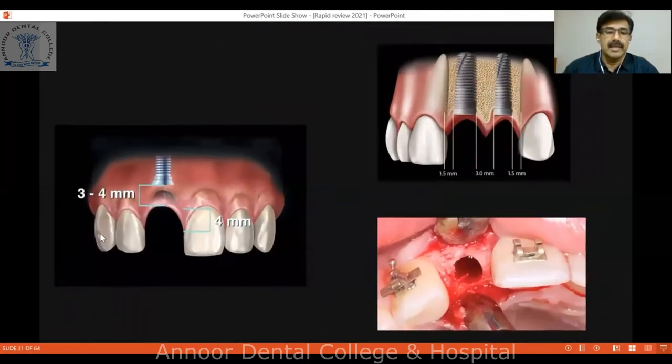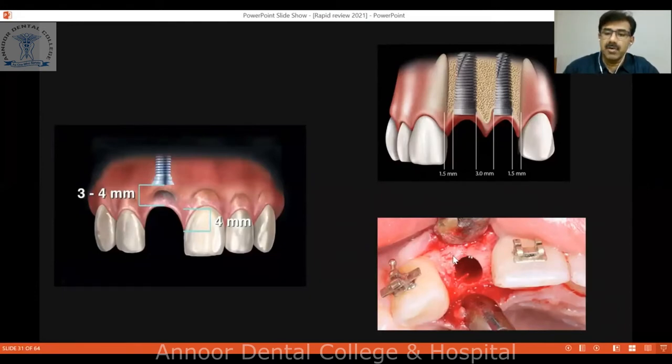Now here, this is an ideal condition. The head of the implant should be around 3 to 4 millimeter from the neck of the adjacent teeth. If it goes deeper, you have a long peri-implant pocket, which is difficult for the patient to clean. From the implant to the adjacent tooth, you should maintain a distance of 1.5 mm, and between two implants, 3 mm. Only then will you have a papilla developing for aesthetics. And this is an ideal position of an implant.